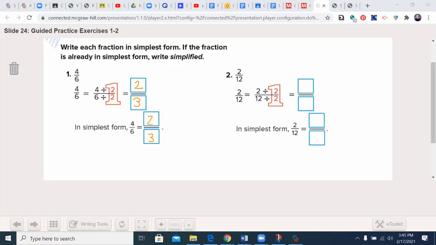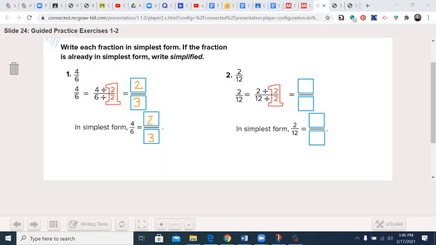Now I want you guys to try number 2. Now they've given you some hints here. And you're going to go ahead and solve it anyways. You may pause the video now and then unpause when you're ready. Go ahead and pause.